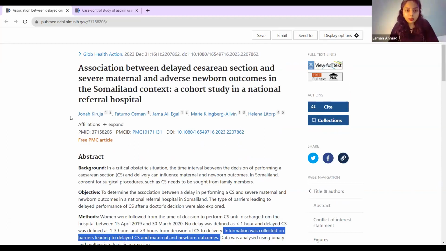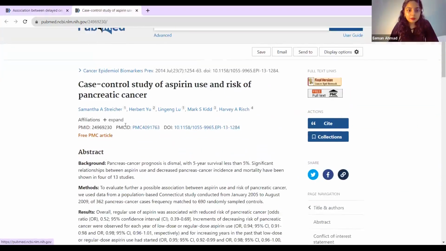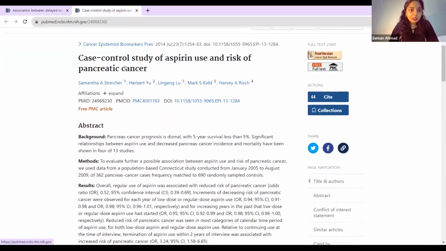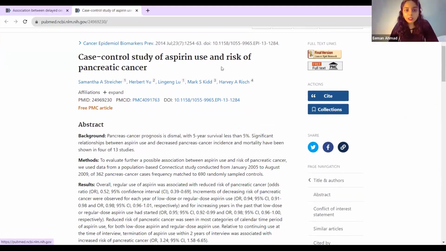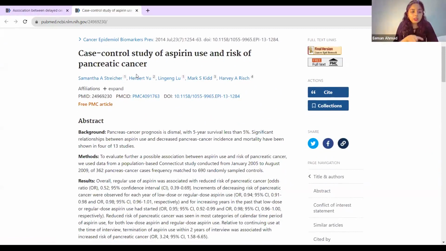So that is it for cohort studies. And let's look at the case control study example as well. Let's look at it now. So this is an example of a case control study of aspirin use and risk of pancreatic cancer. So basically, they are looking at the outcome and then they are going back and looking at the intervention, or the exposure.